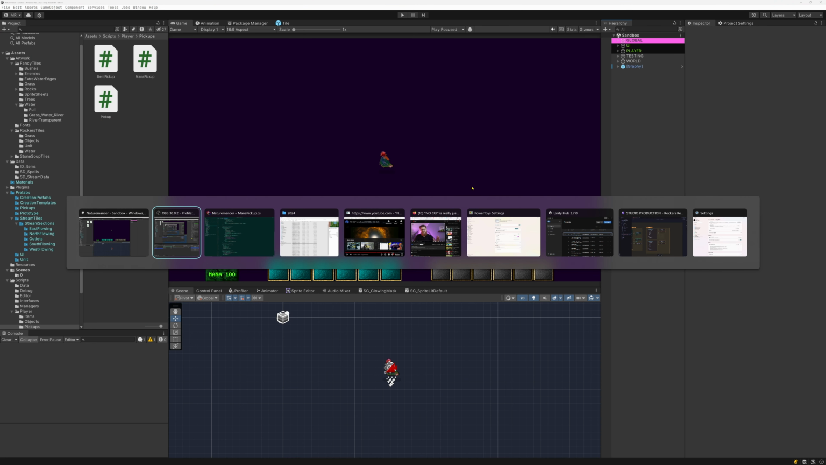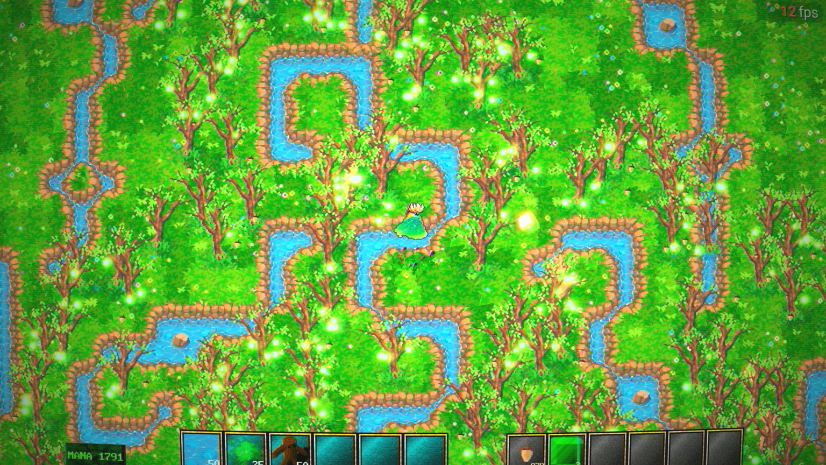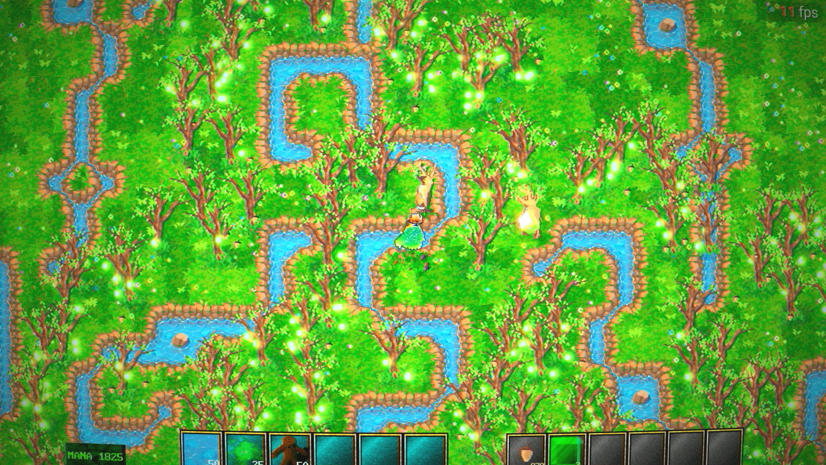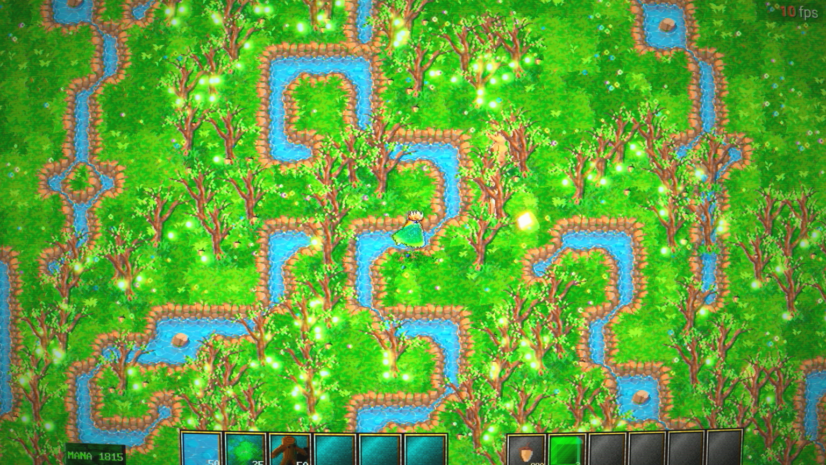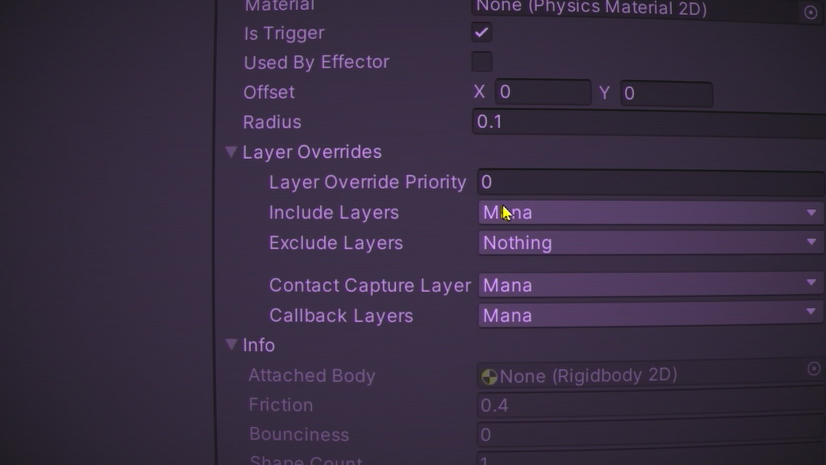Alright, I call that a screaming success. Having hundreds of mana orbs in the game, there was an issue where they were looking for colliders, and it was kind of frustrating in Unity, to be honest. I'm still not 100% clear on it, but basically it's the layer that it's on, and then there are these overrides in the layer overrides.